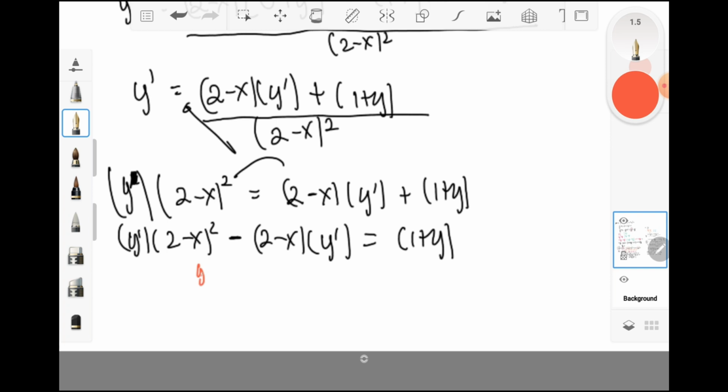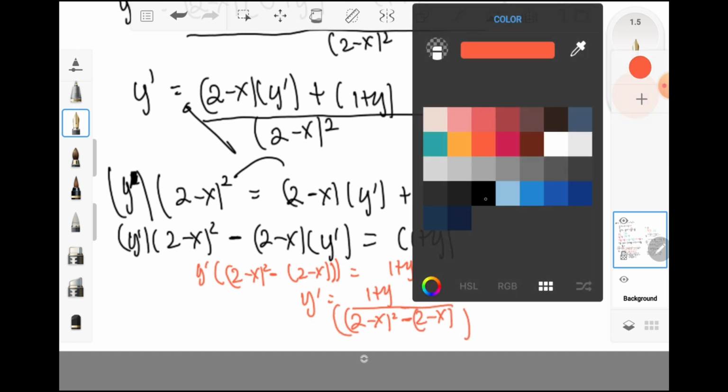So factoring out our y prime, we will have a value equal to 2 minus x squared minus 2 minus x. Okay? So 2 minus x squared minus 2 minus x. Okay? So equals our 1 plus y. So therefore I may say that my y prime can be written as 1 plus y divided by 2 minus x squared minus 2 minus x.